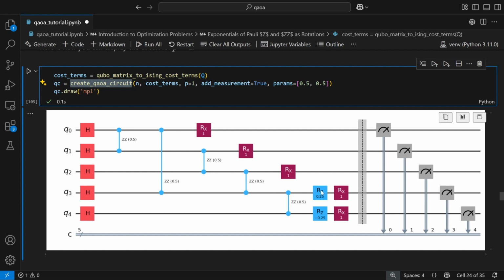And you can see that RZ appears only for 2 qubits because for the rest, the coefficient h is 0. And then we have an Rx rotation on all the qubits. And this is just for one layer of QAOA. You can play with 2 or 3 layers and increase the number of parameters and see what the circuit looks like.